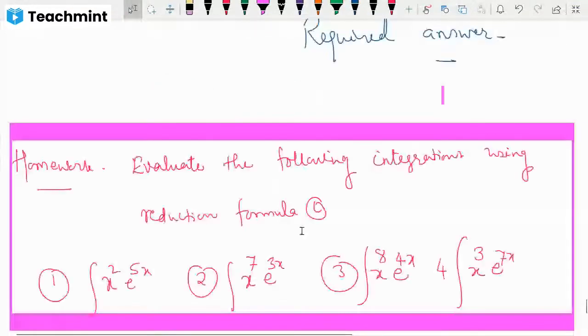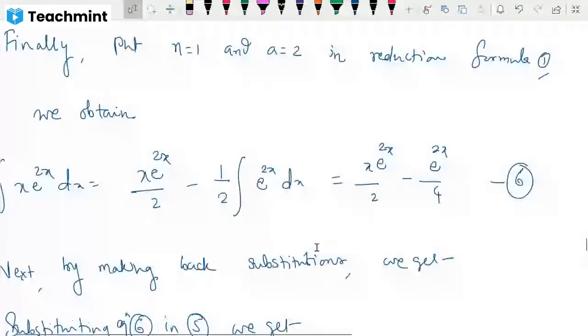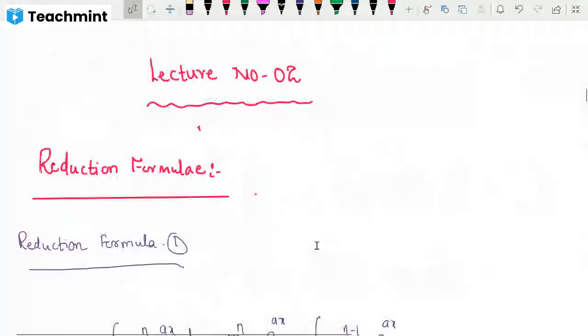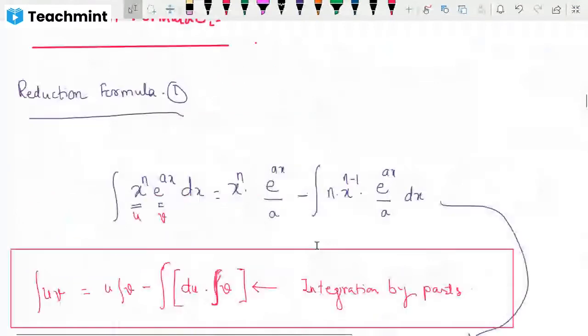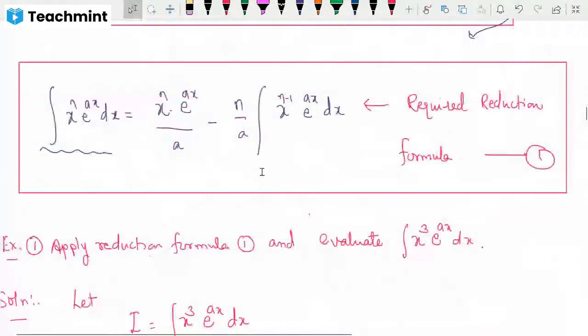So yesterday, that is in the last lecture, we first derived one reduction formula, that is the reduction formula for integration of x raised to n e raised to ax dx, and we used this reduction formula to evaluate some integrations. So what was reduction formula one?